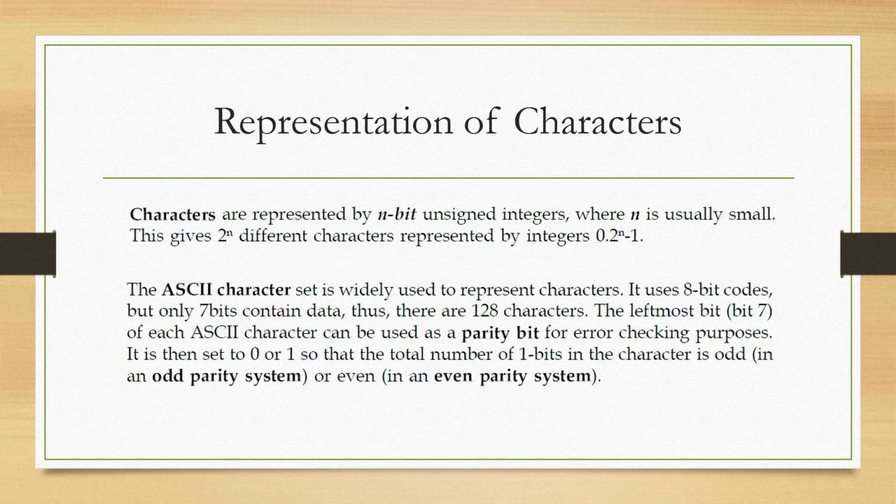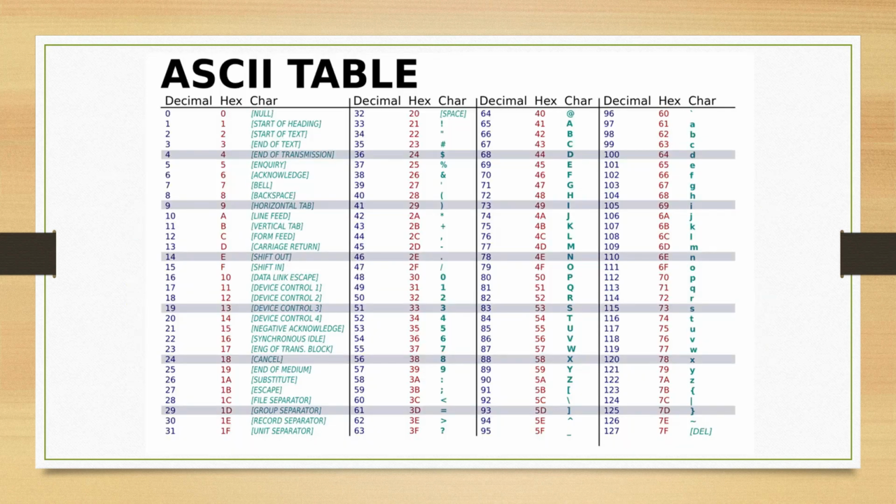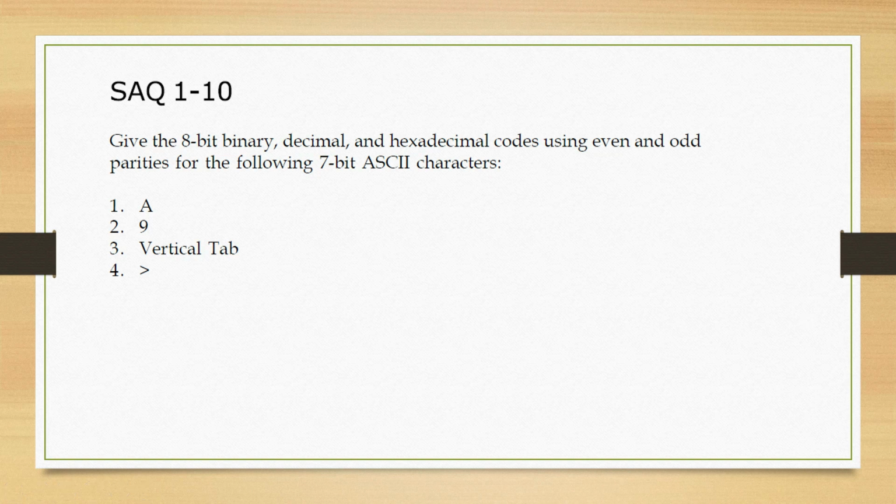The leftmost bit of each ASCII character can be used as a parity bit for error checking purposes. It is then set to 0 or 1 so that the total number of 1 bits in the character is odd or even. For odd, that is the odd parity system. For even is the even parity system. So here is the table for your ASCII characters. The character is here and the equivalent decimal number is here on this column, and the hex also is there.